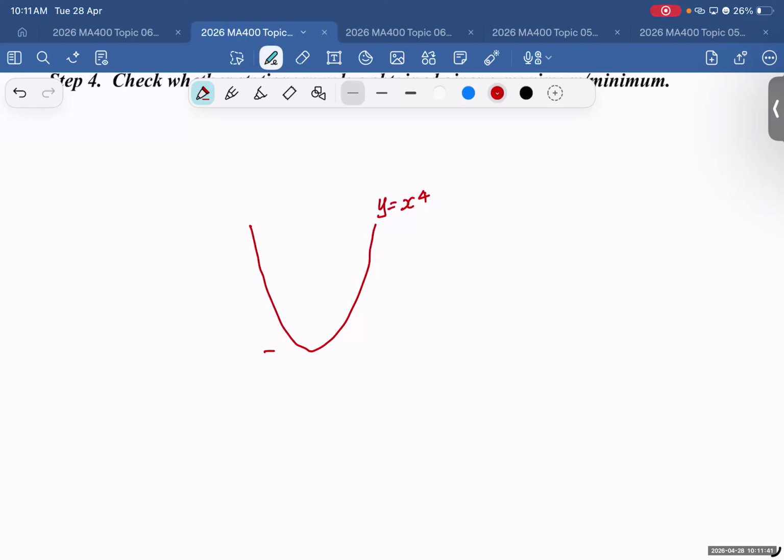So the answer here would be y equals x to the power 4. If you look at y equals x to the power 4, the graph looks like this, right? Now, it's very clear cut. We all know the turning point is (0, 0). (0, 0) is definitely a minimum point.